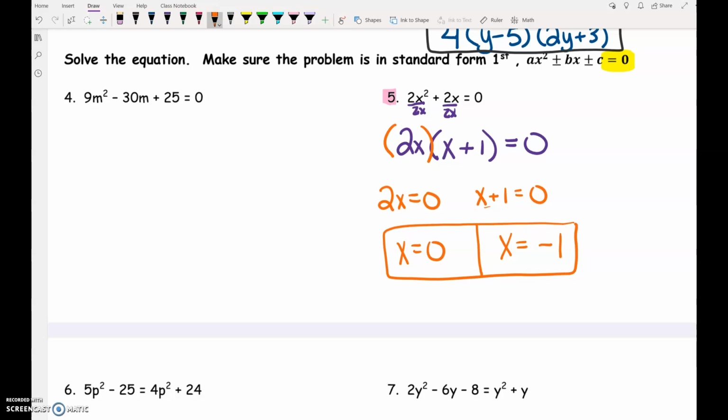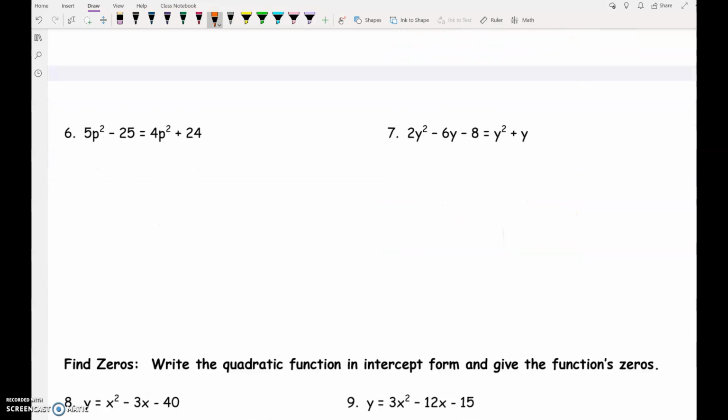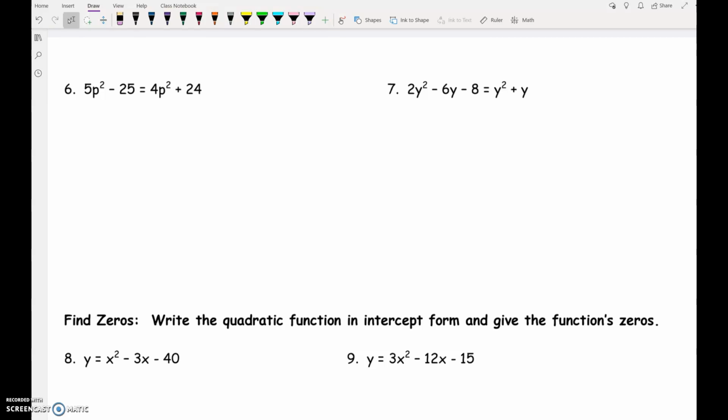Now let's jump down to number 7, which I know is on the next page. Before we solve this type of equation, we need to get it to be equal 0. We want the x squared term first, and then the x term, and then the number term, or in this case, y's. By the way, if you change the y's to x's, I will not count it wrong. Some people really hate writing y's. If you want to change them, I'm cool with that.